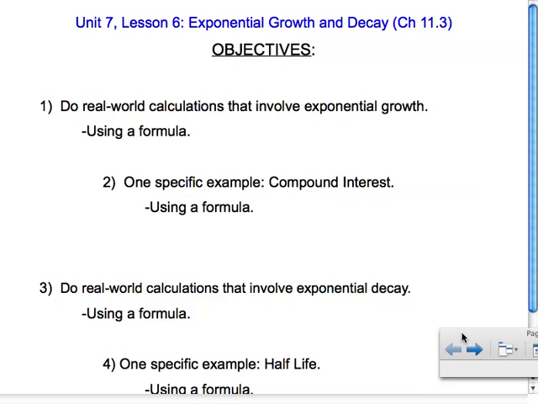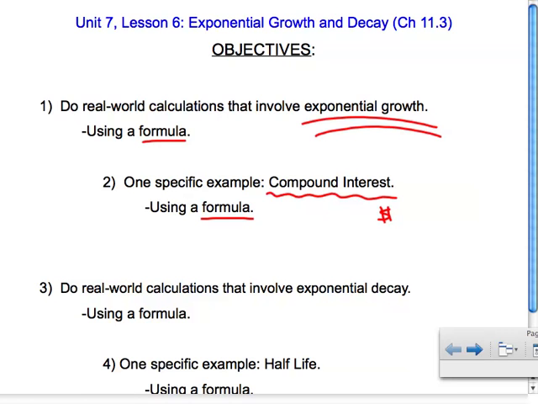We are continuing along in our unit on exponents here. This is the third section of Chapter 11, and we're going to talk about some really interesting applications for exponential functions in the real world. We're going to talk about exponential growth, and we have a formula for that. We're going to talk about one example that is really quite useful. It has to do with money and how you collect interest, and that's compound interest. That has its own formula.